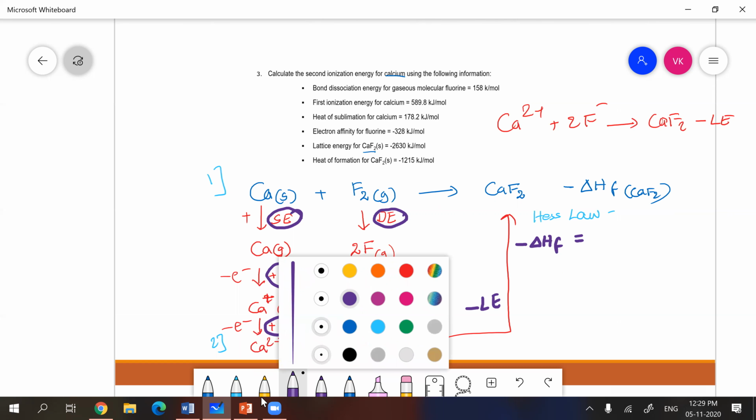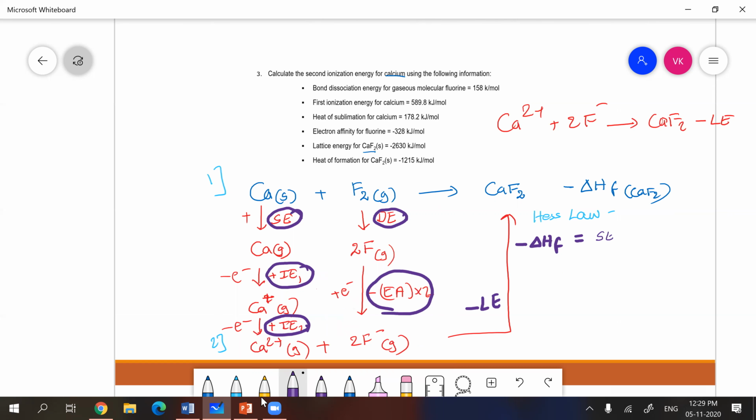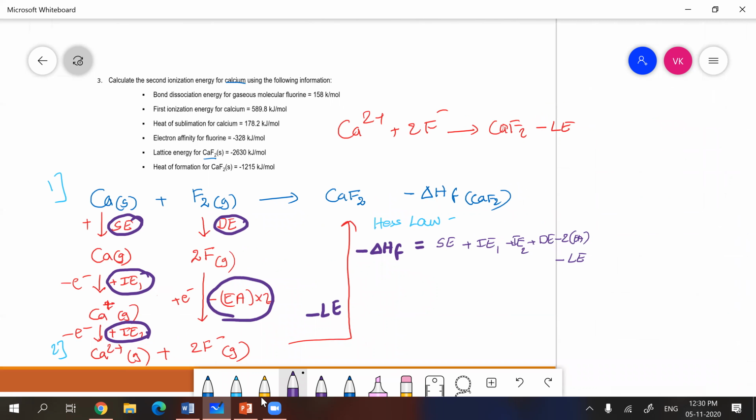Take in this case sublimation energy plus first ionization energy plus second ionization energy, next plus dissociation energy minus 2 times electron affinity, next minus lattice energy. This is the whole equation. Now substitute the values in this equation. Minus lattice energy. Now substitute. What they are asking you to find, calculate the second ionization energy. This thing you need to find.